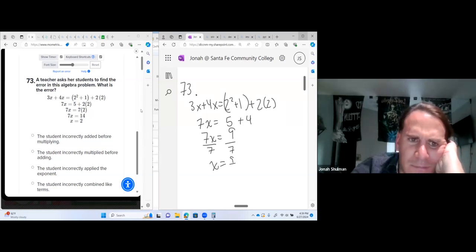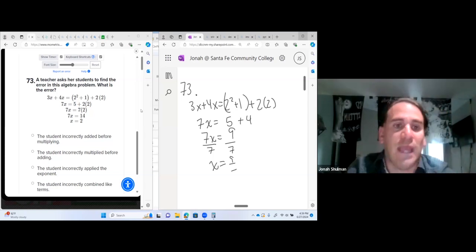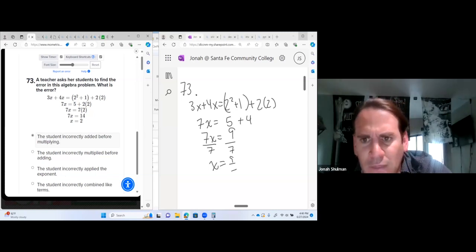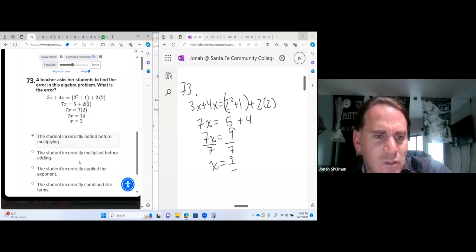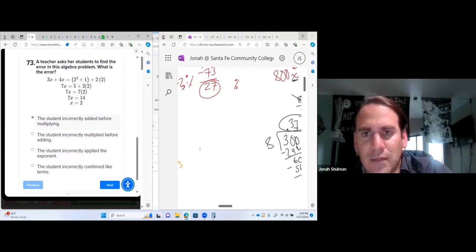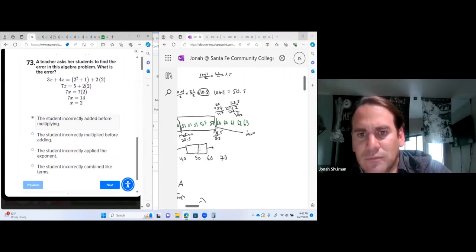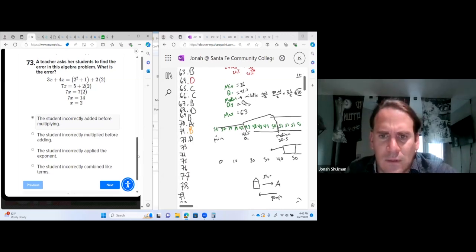What did they do wrong? Oh, they added these two instead of multiply. So the student incorrectly added before multiplying. The student incorrectly applied the exponent? Nope. Yeah, so they added the 5 and the 2, but you have to multiply first. So 73 is A. These mistakes happen all the time. You just got to kind of start getting used to them. All right, let's keep on going. A few left.